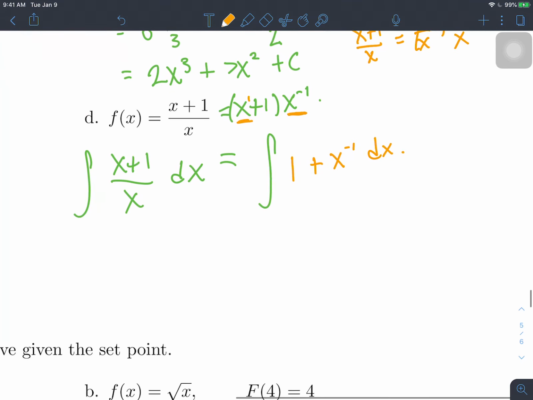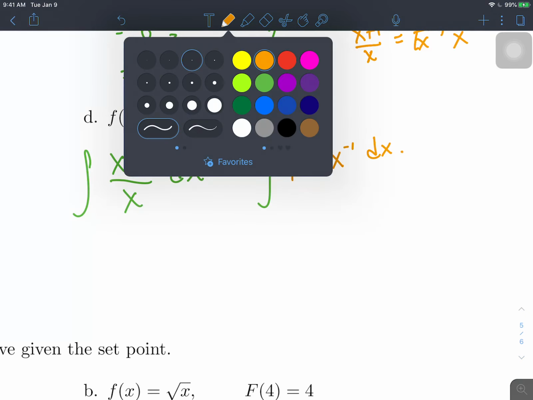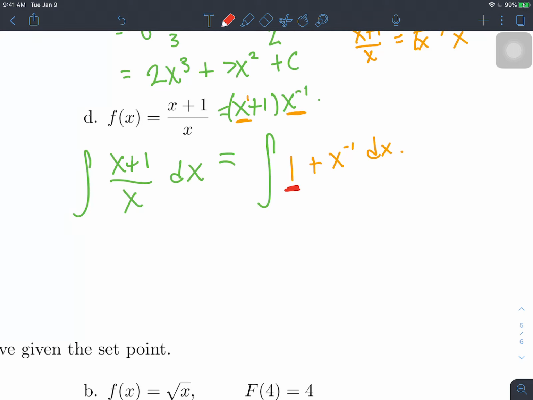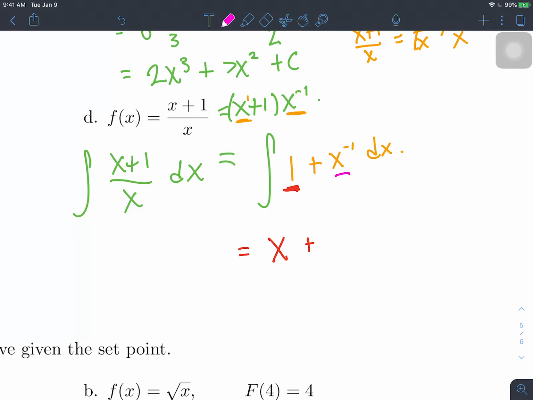Okay, so how do I do this antiderivative? Integral of 1 plus x to the negative first power. Well, I can just do each term individually. What's the antiderivative of 1? Wouldn't it just be x? Yeah. Now, how about the antiderivative of x to the negative first power?